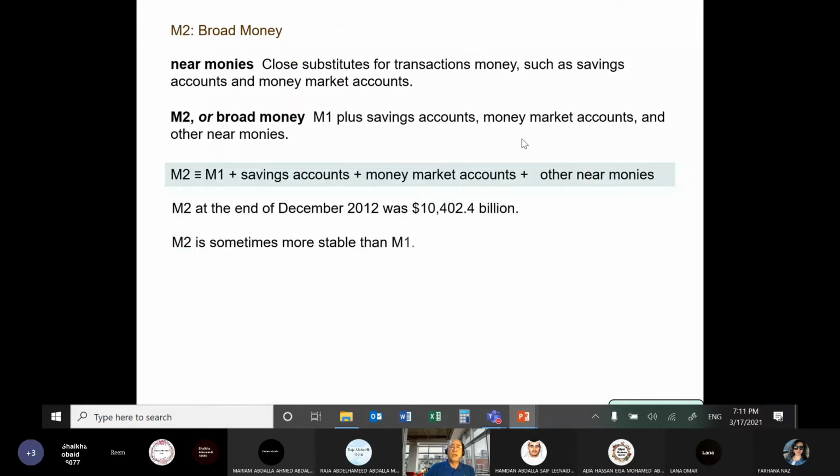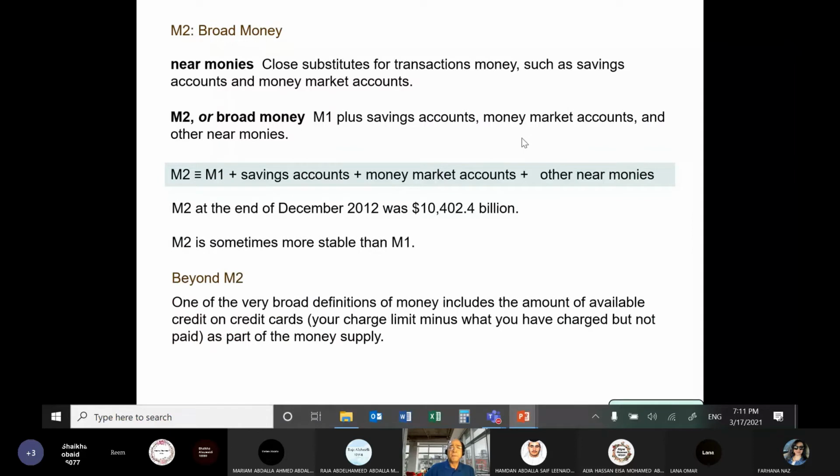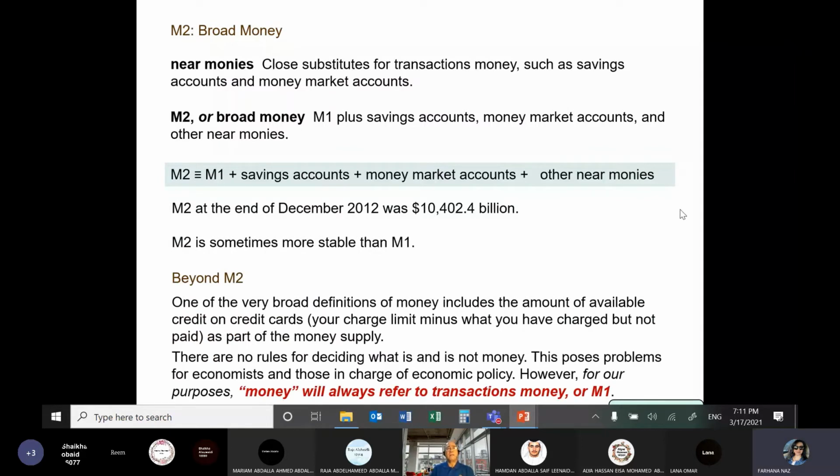Let's go to Farhane. Yes, doctor. Now we will go to not the narrow definition of money supply. We will go to broad money, which is M2, the wider definition of money. But still, the important one is M1. This is just for your knowledge.